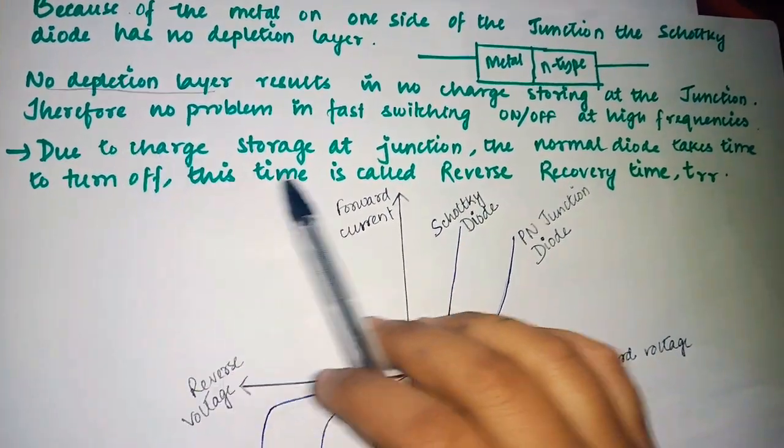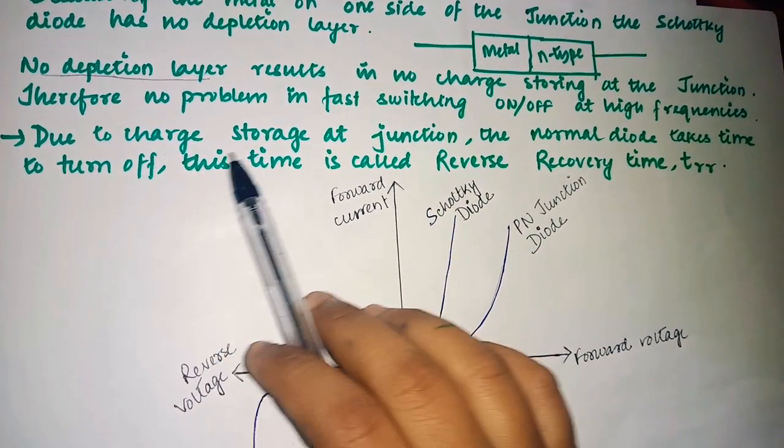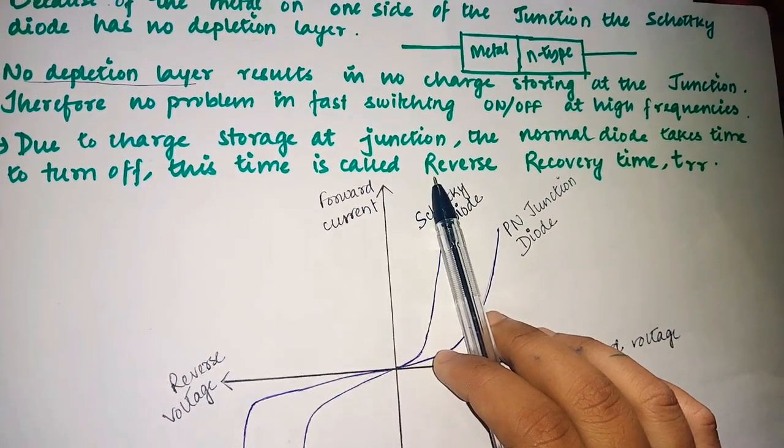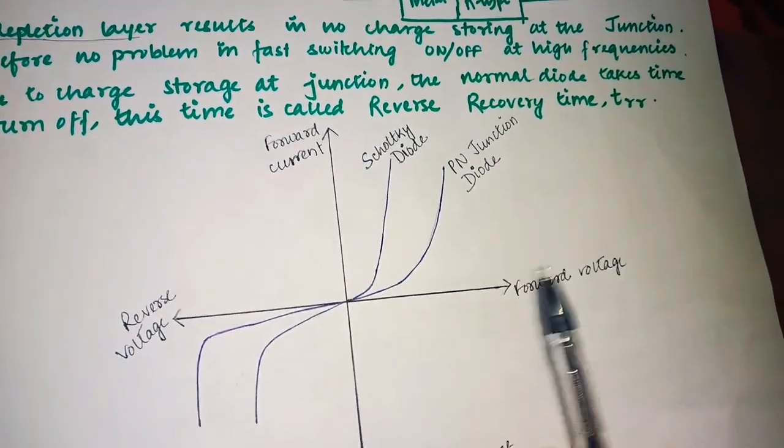Again, due to charge storage at the junction, the normal diode takes time to turn off. This time is called reverse recovery time, that is TRR.